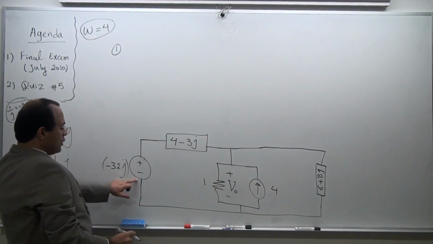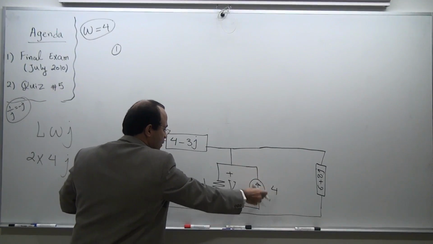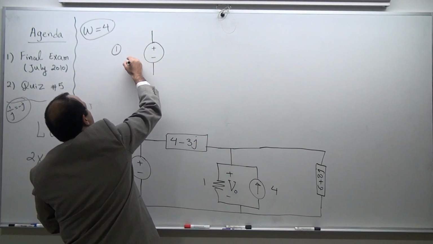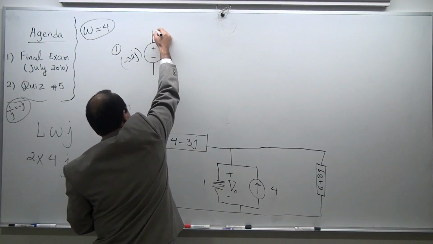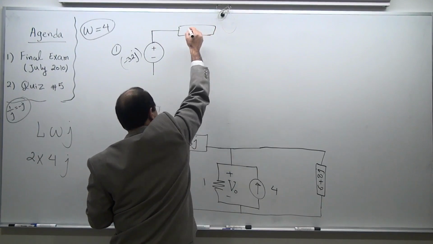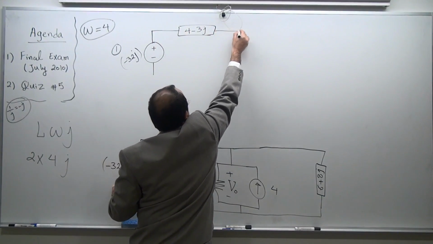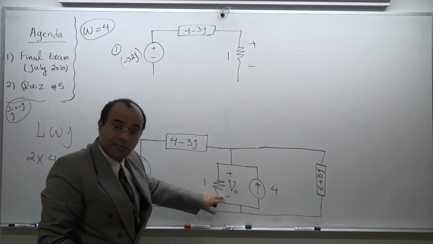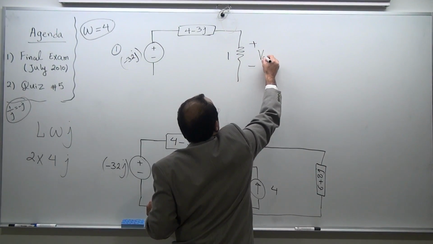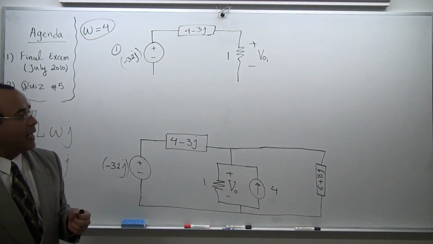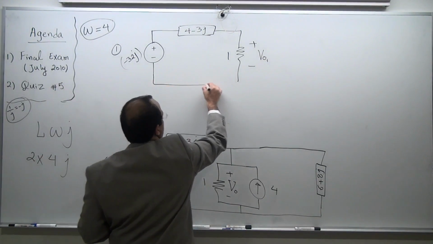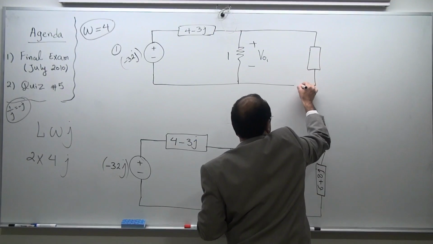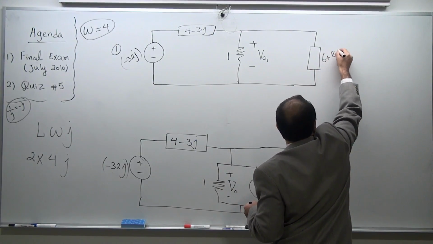Number 1, I'm going to keep this. I'm going to shut down this to 0. This is going to be actually an open line in my view. So I'm going to have this plus minus 32J, of course, and then I'm going to have 4 minus 3J, and then I'm going to have the voltage across the 1 ohm. I'm going to maintain the same polarity, superposition, the same polarity, but I'm going to label this index 1, which means it's the contribution of the voltage source. And then I'm going to have my final resistive value, which is 6 plus 8J.